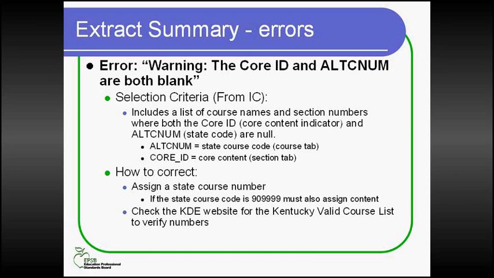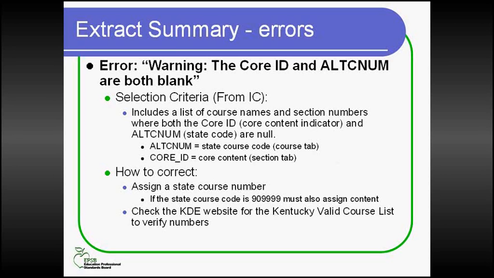The core ID and alt-CNUM are both blank. Again, as I said, the LEAD file has some interesting encoding in it. The core ID is the core content drop-down that's on the section tab. And the alt-CNUM refers to the 6-digit state course code that's on the course tab. If you get this error, you must assign a state course number to a course. KDE's regulations now do require that all courses be linked to a valid state course code. So check the KDE website for those numbers.